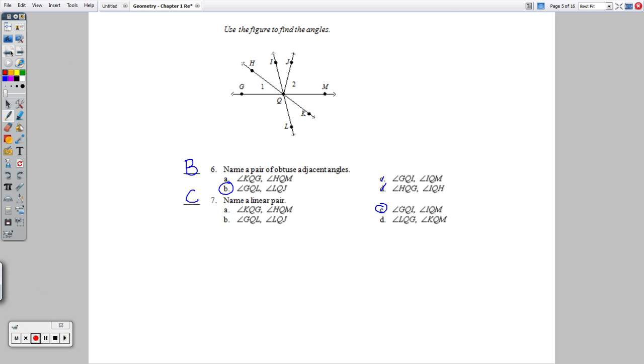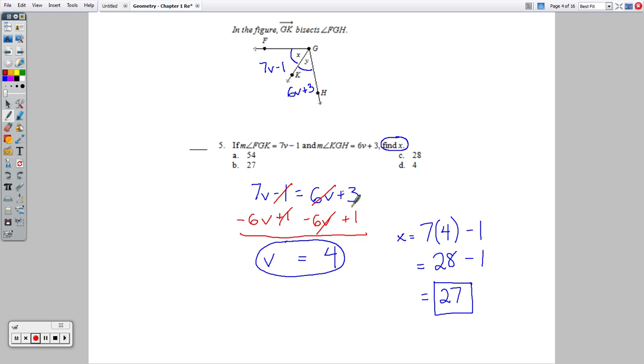And I just realized, going back here, I forgot to put the answer choice back there. So just so that's clear, 27, that was choice B right there.